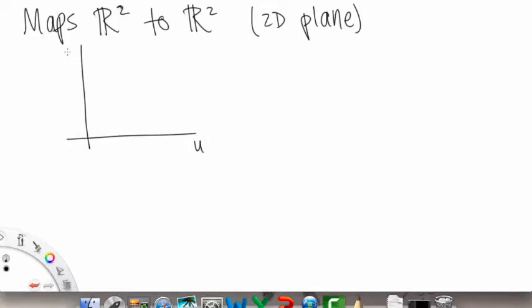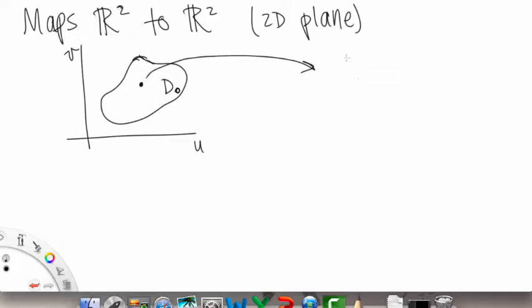We have some plane, let's define it with the axes u and v, okay? And in this plane, we have a domain, and we'll call it d naught, all right? So this is our domain in the uv plane. And then we want to map this, so we want to take any point in here and do something to it, so that it ends up in a different plane.